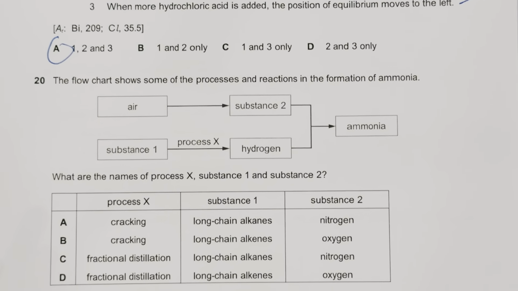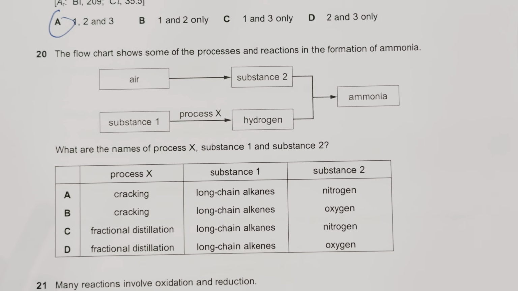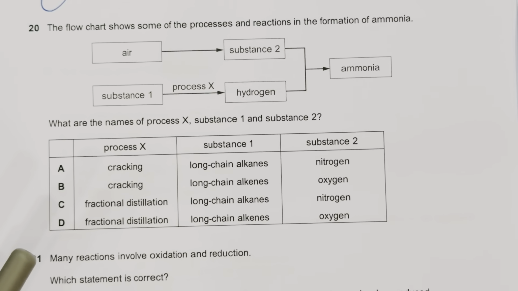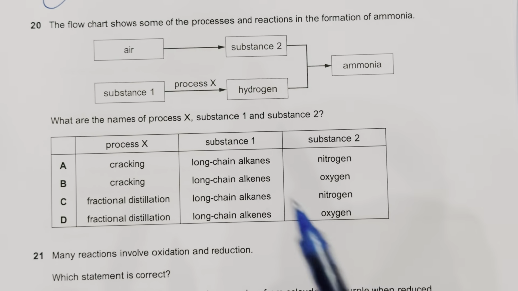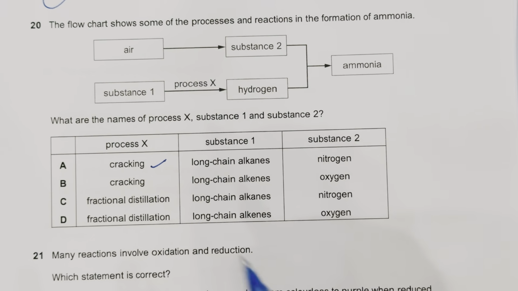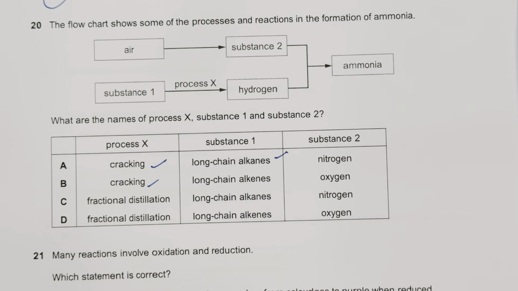Moving to question number 20. Question number 20 is that the flow chart shows some of the processes and reactions in the formation of ammonia. Substance 2, substance 1, process X, hydrogen, ammonia. Okay. Process X is cracking. Yes, we know that. In cracking, hydrogen is produced. Substance 1 is long chain alkanes or long chain alkenes. So we know that it is long chain alkane because cracking is happening.